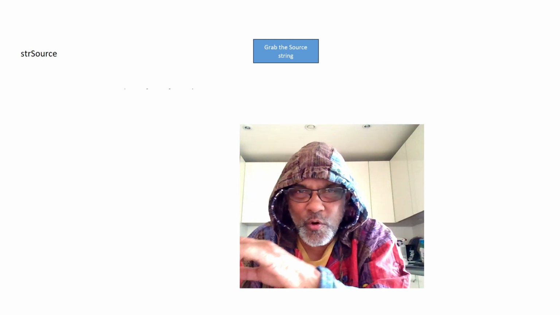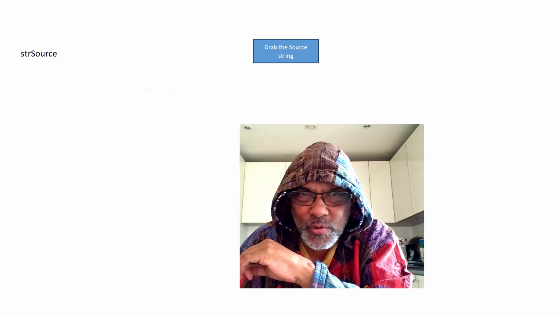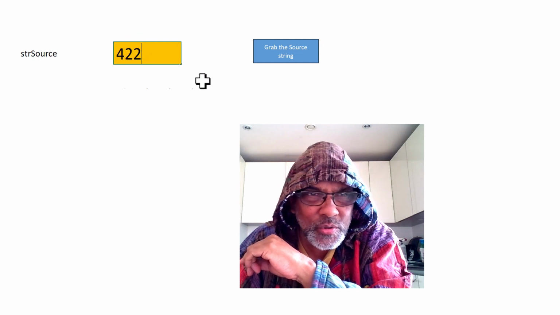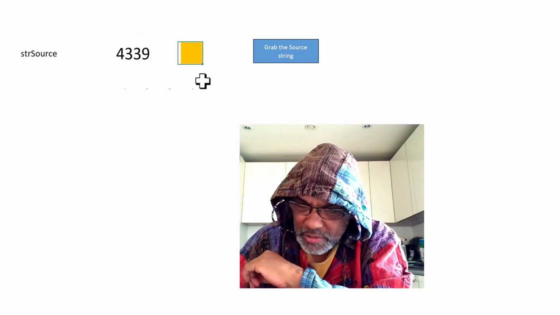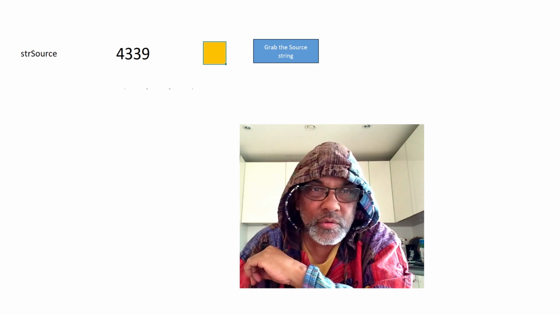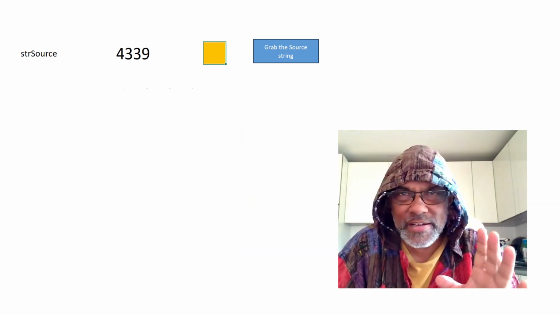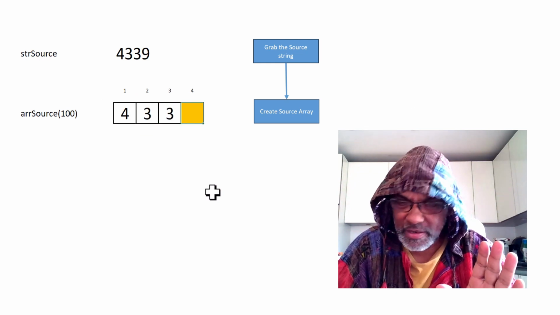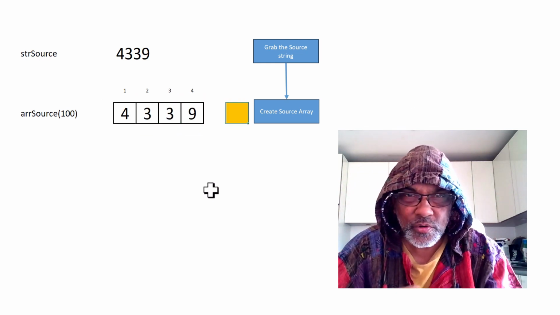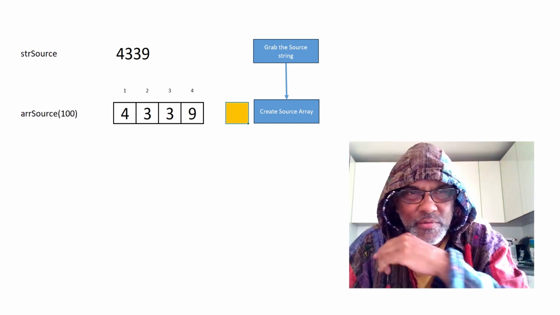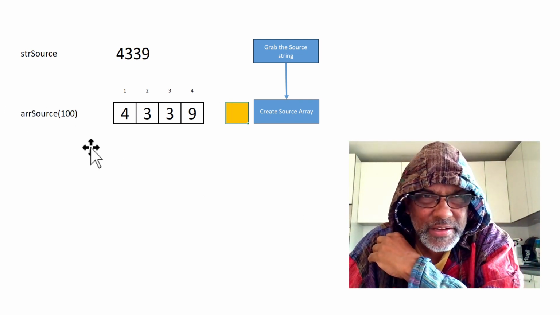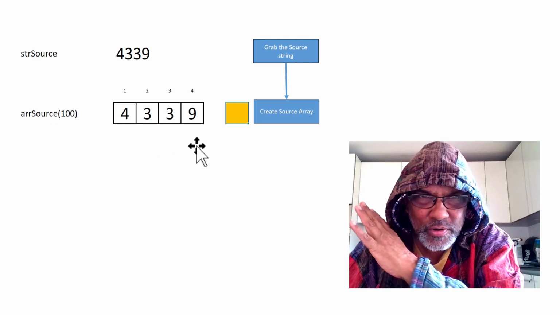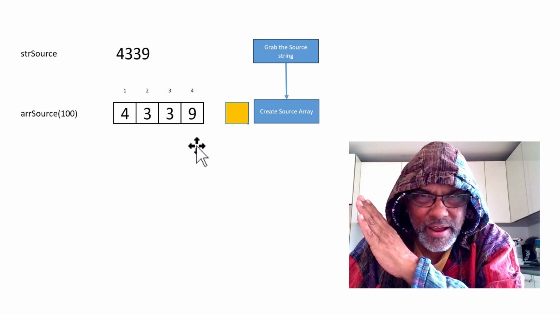So let's take row 4, for example, and we have 4, 3, 3, 9. We grab the source, and source into a string is 4, 3, 3, 9. And we create an array of digits from this source string. So we got 4, 3, 3, 9. This is for row 4. I've called that array source right here, and there are 4 elements in it.